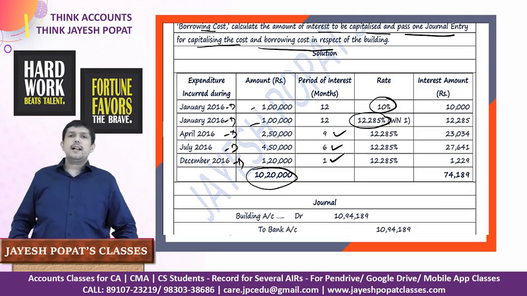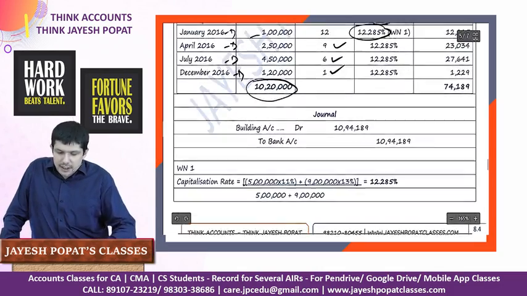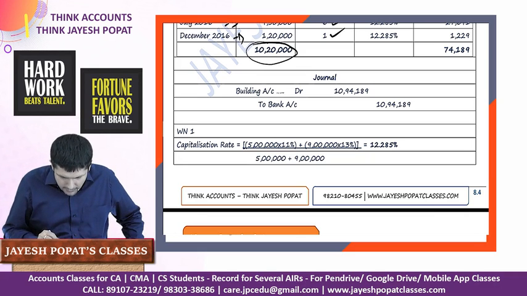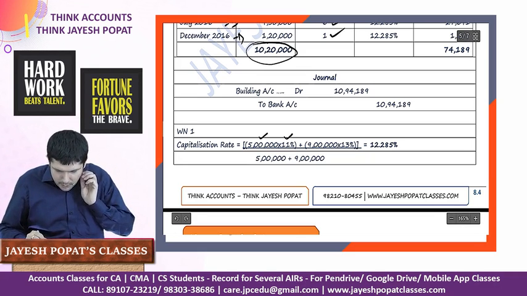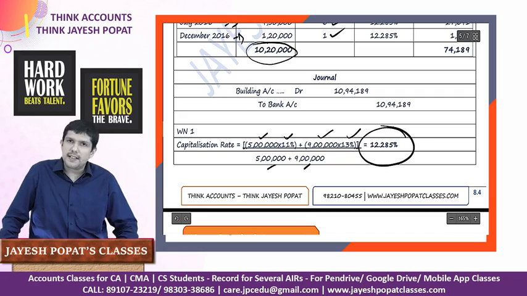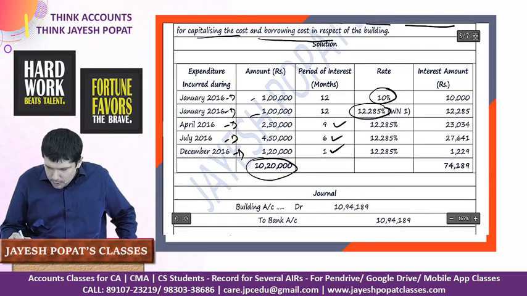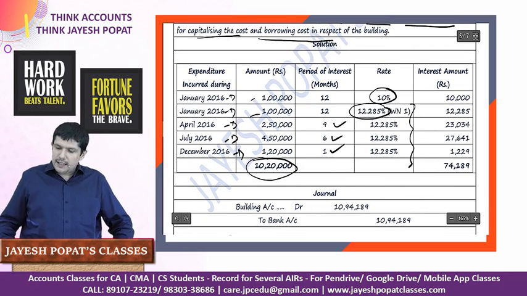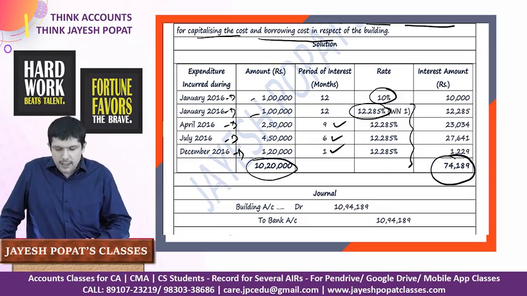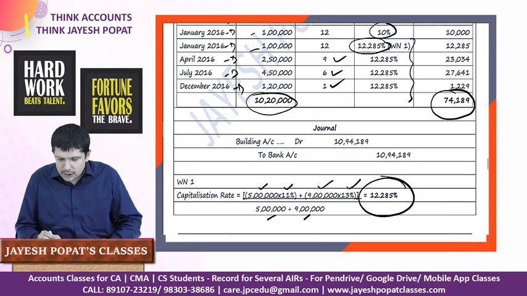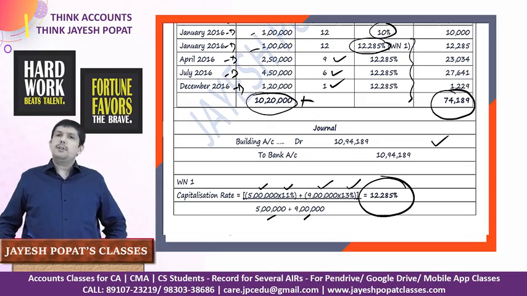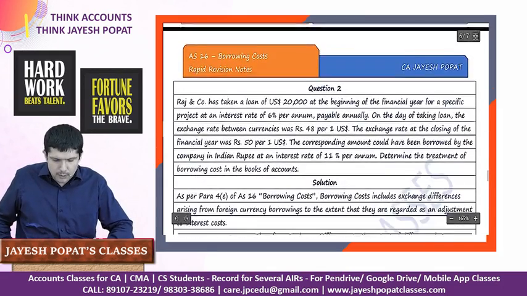For general borrowing, we need to calculate the capitalization rate, and capitalization rate is the weighted average rate of non-specific borrowing. We should not include specific borrowing in that. So 5 lakh rupees of loan was taken at 11%, 9 lakh rupees of loan was taken at 13%, divided by 5 and 9. So this is your weighted average rate, which will be treated as a capitalization rate. So for amounts used from general borrowing, we'll multiply it with the capitalization rate, and a total amount of 74,189 should be capitalized as your borrowing cost. Now journal entry, 10 lakh 20,000 plus this borrowing cost, 10 lakh 94,189, building account debit to bank account. Then we'll move on to the next question.